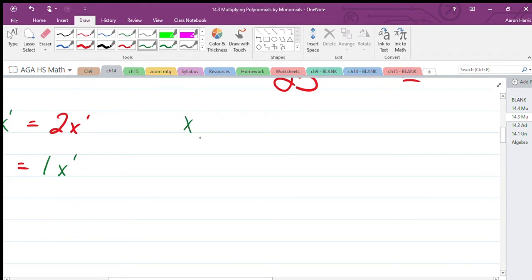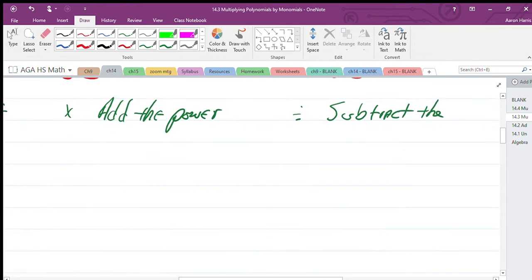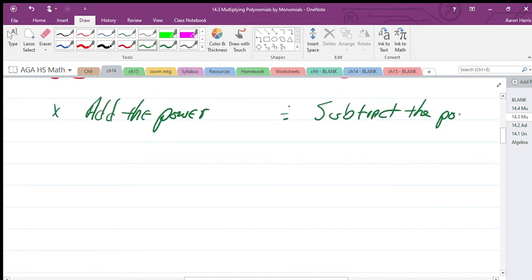When I multiply or divide, I'm actually going to start doing some different things. If I multiply, I am going to add the coefficients. Add the powers, sorry about that. I'm going to add the powers. If I divide, what am I going to do? I'm going to subtract the powers. Okay? So these concepts are a little bit different.